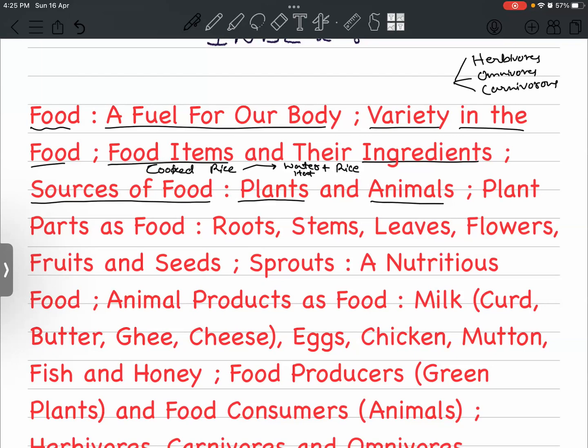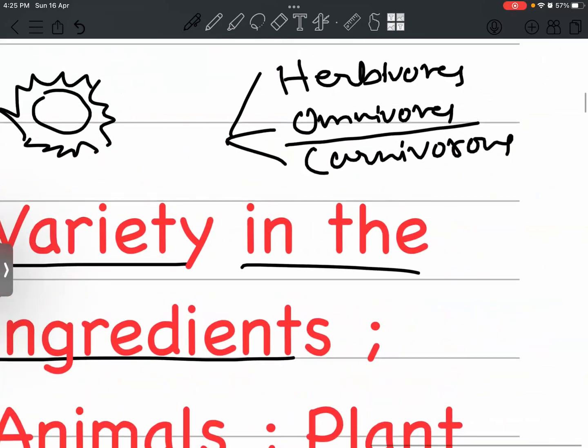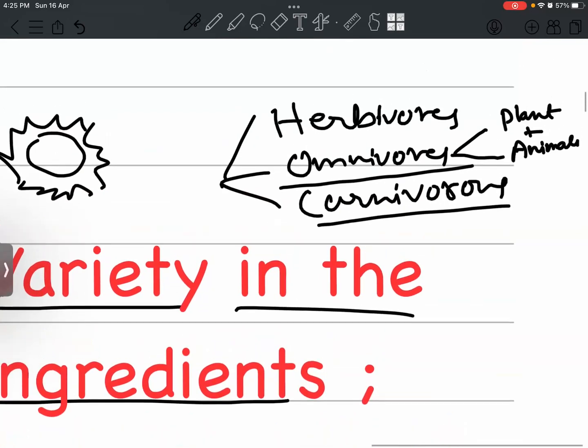And we will also discuss how the sun plays a very important role. Sir, what did you put in the middle? I didn't understand. Omnivorous means both. Omnivores consume both plants and animals. Carnivorous eat only animals. And herbivores survive by eating plants only.